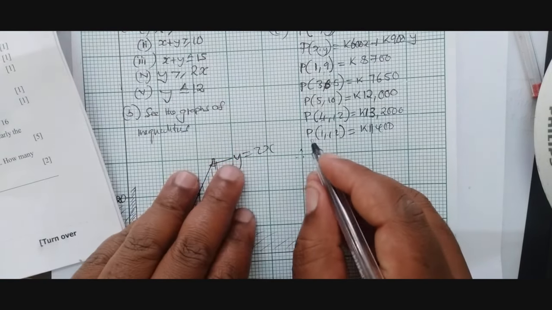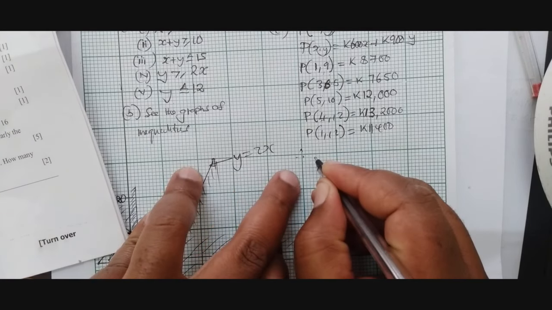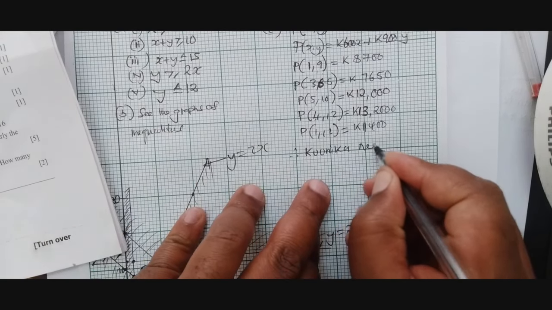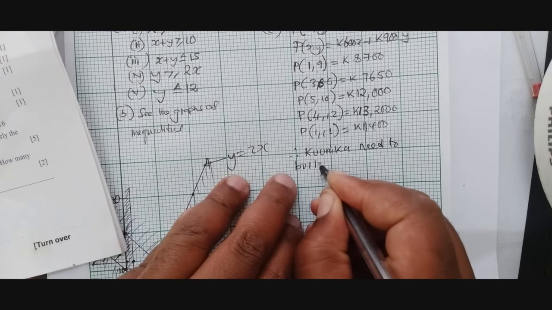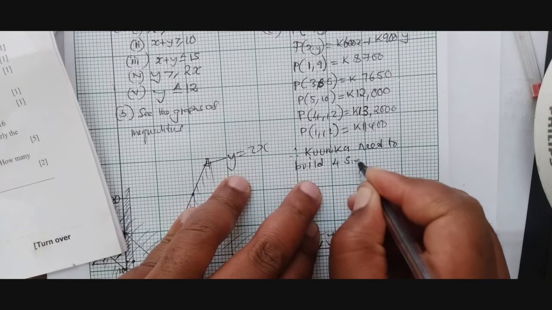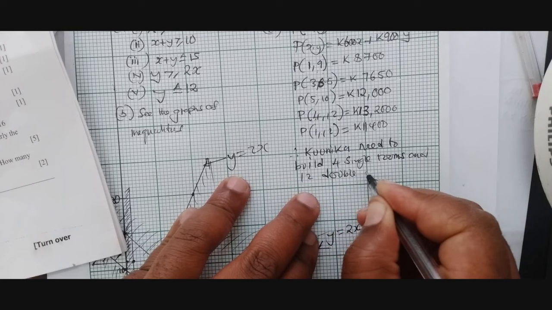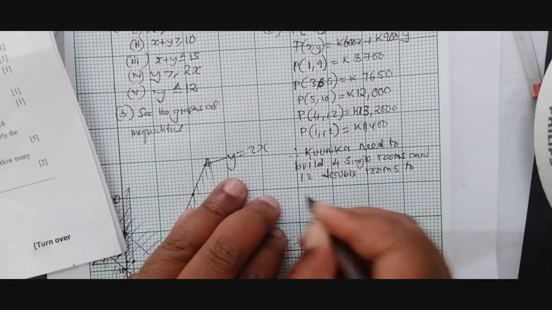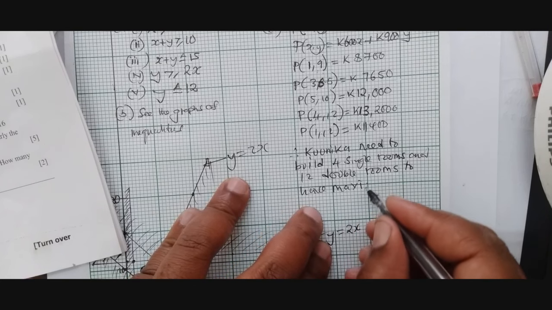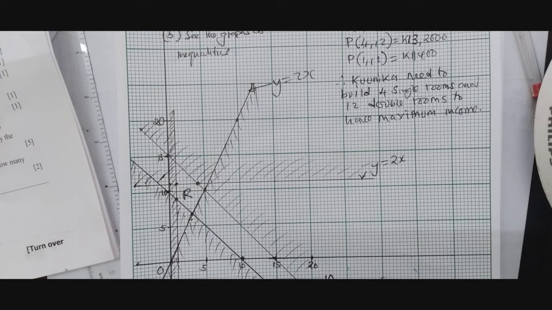So therefore, he needs to build 4 single rooms and 12 double rooms to have maximum income, or to maximize the income. It means this one you have answered. We go to the next question.